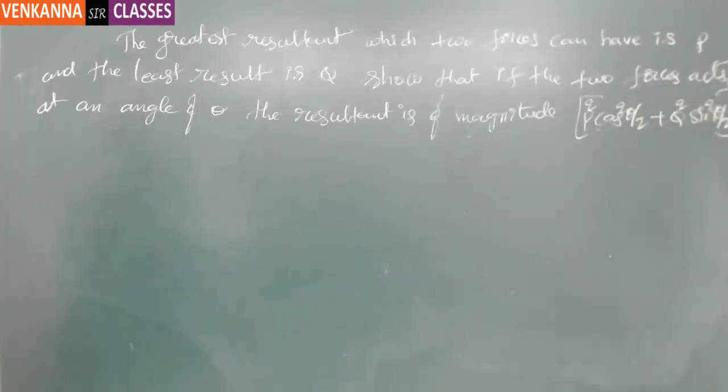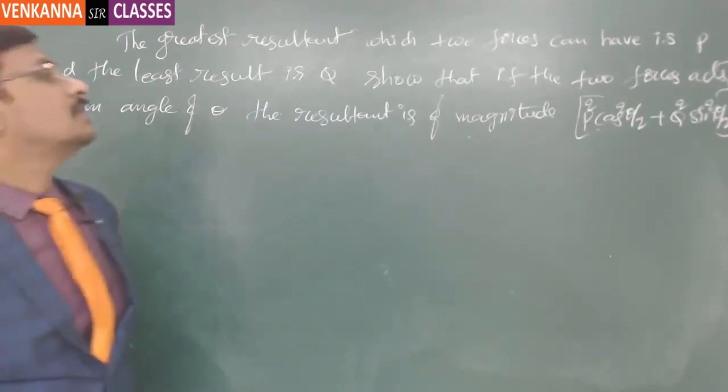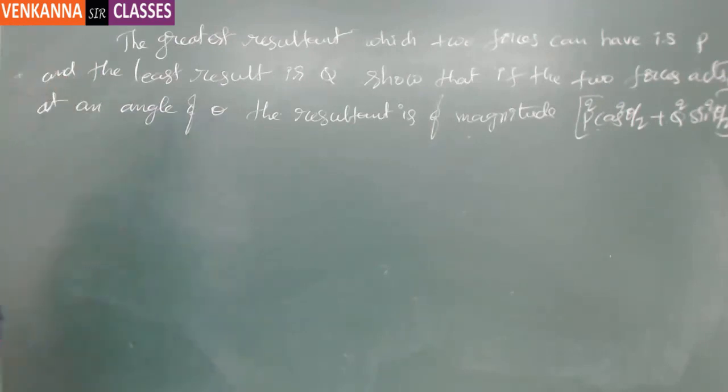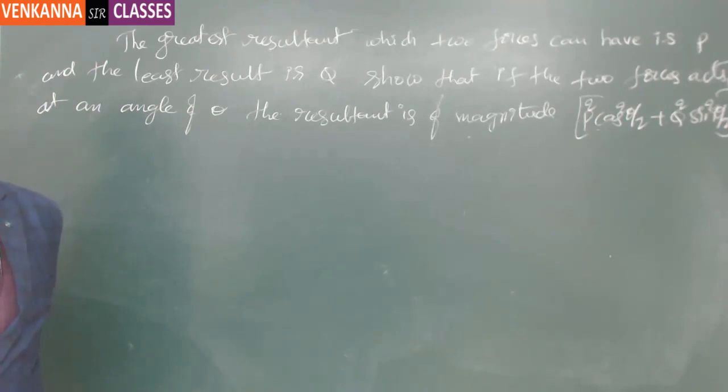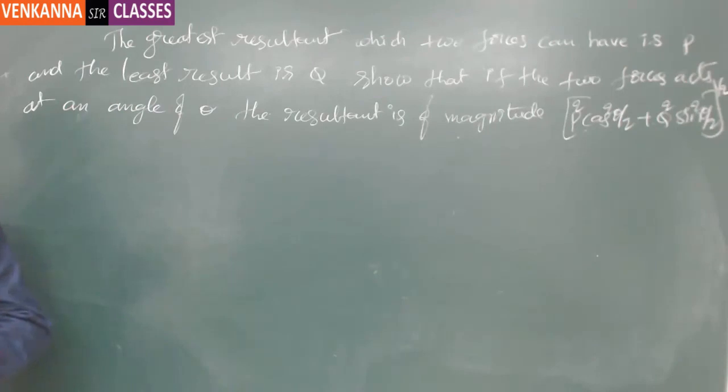Can you try to prove that? The greatest resultant which two forces can have is P and the least resultant is Q. Show that if the two forces act at an angle of theta, then the resultant is equal to (P² cos²(θ/2) + Q² sin²(θ/2))^(1/2). Anybody got an idea about this problem? Any idea how we can solve?